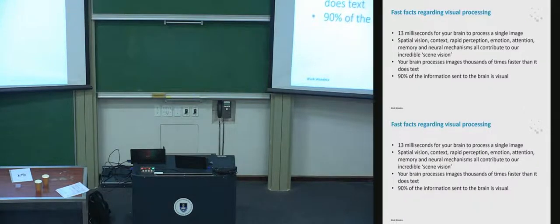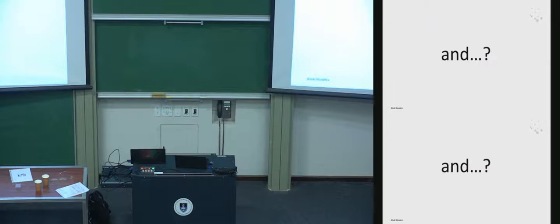In terms of us as humans, we are amazing at processing visual images. It takes 30 milliseconds for your brain to process a single image. It gets quicker, obviously, as you saw. And spatial vision is super quick. I'm not going to go through this too much. Consider how quickly we process images versus text, and relate to how much information is in a movie versus a book. Our brains can process so much more on that side.